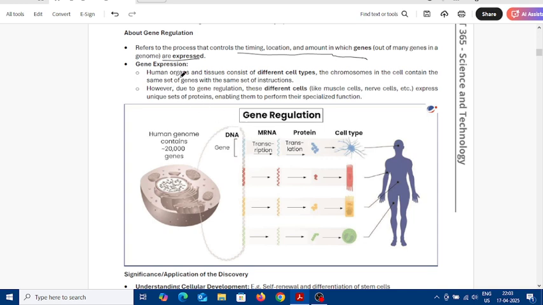Human organs and tissue consist of different cell types. The chromosomes in the cell contain the same set of genes with the same set of instructions. However, due to gene regulation, these different cells express a unique set of proteins, enabling them to perform a specialized function. If we edit something a little in this, or add on or substitute something, then the same function that the cell has to perform would change.